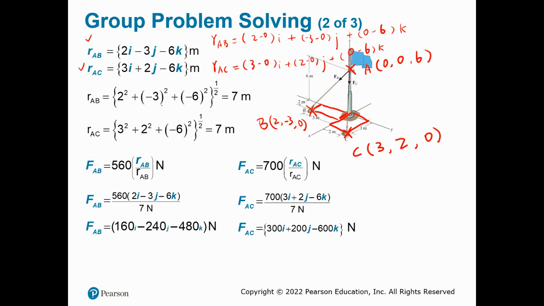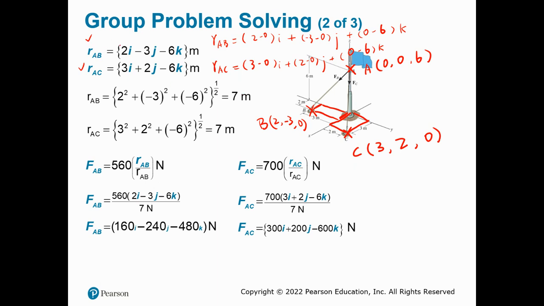Next, we're going to find the magnitude using the Pythagorean theorem, finding the magnitude of RAB and RAC, which both of them come out to be 7. You take each one of the 2, the negative 3, the negative 6. This one will be 3, 2, and negative 6. Square each one of them, and then square root. And then you're going to find the unit vector. So in other words, take the position vector divided by its magnitude.